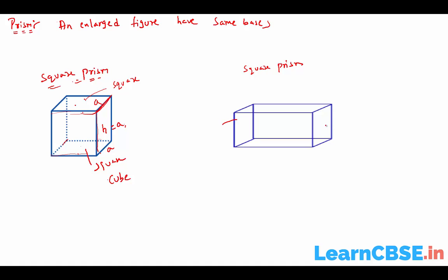See, these two bases are squares, and it is enlarged up to the height h. But here the side of the squares is not equal to h. So now we will form a cuboid. Here both the bases are squares and the height between them is different from the side length of the square, then you will form a cuboid. That is the difference.